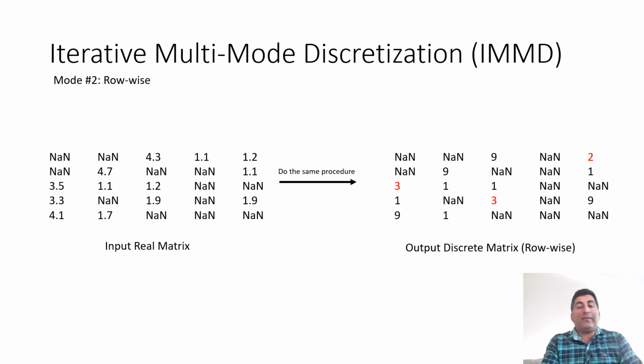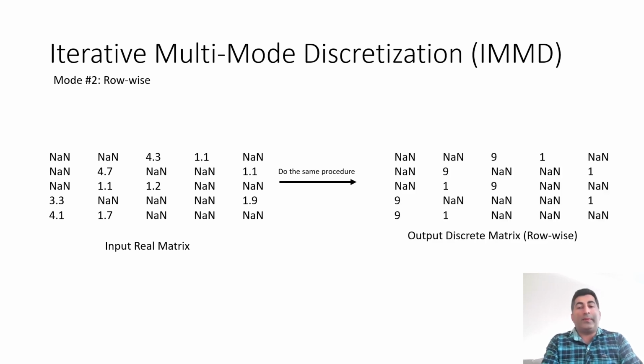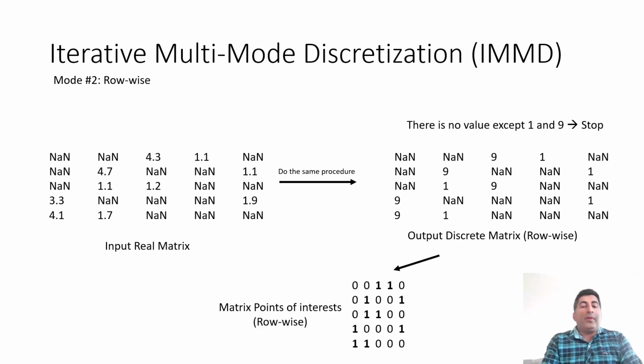So we need to iterate again, remove these elements from the original matrix in the next iteration. So this one was 3, this one was none, and this one was 2, it became none. We do the same procedure and then obtain this matrix. So this is a matrix, and we don't have any more values except 1, 5, and 9, and this is the point that we stop. So this is how we obtain the hotspot in the row-wise way.